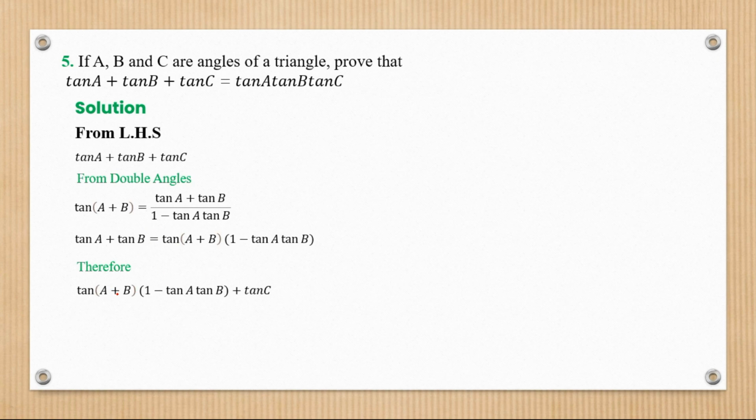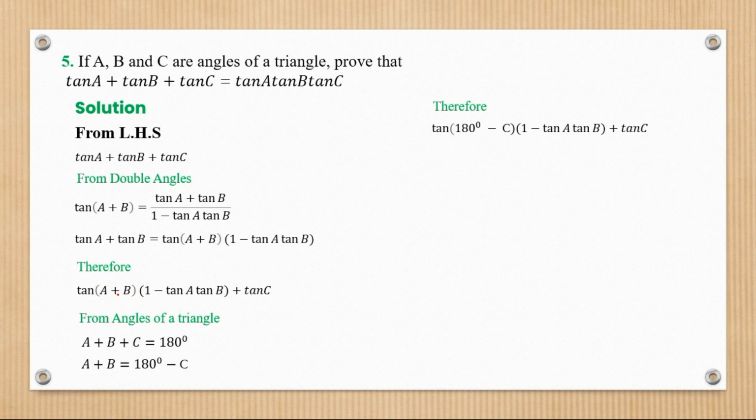Alright, so next we know that from the angles of a triangle, A plus B plus C is equal to 180. That means A plus B will be 180 degrees minus C. So when we substitute that into our equation where there is A plus B, we end up with that. But now from the rules of double angles, we know that when we expand this value, tan(180 degrees minus C), it becomes that. So it becomes tan180 degrees minus tanC over 1 plus tan180 degrees tanC.